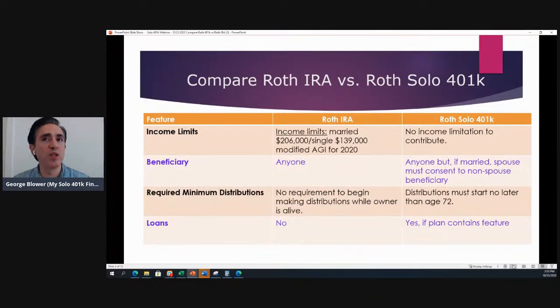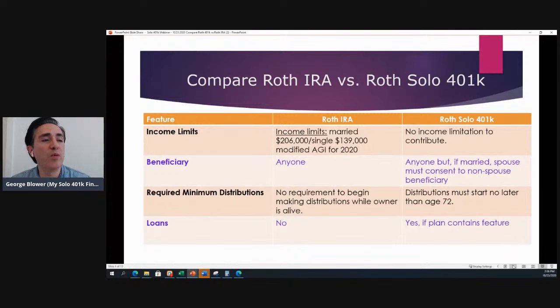So, income limits, we alluded to this on the prior slide. With the Roth Solo 401k, there's no income limits. As long as you have the self-employment compensation to justify it and subject to the contribution limits, you can contribute up to the maximum that we went over on the prior slide. In terms of a Roth IRA, however, if your AGI is too high, you are not eligible to make a Roth IRA contribution.